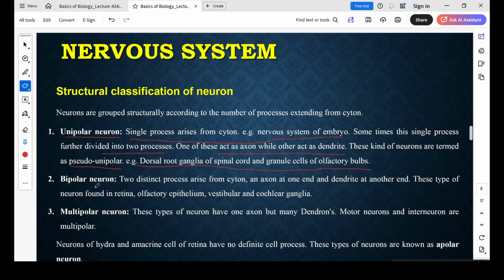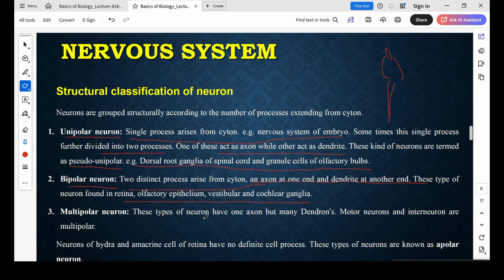Next is the bipolar neuron, which has two distinct processes arising from the cyton, an axon at one end and a dendrite at the other. So there will be the cell body, the dendrite, and a very long axon. These types of neurons are found in the retina, olfactory epithelium, and vestibular and cochlear ganglia.